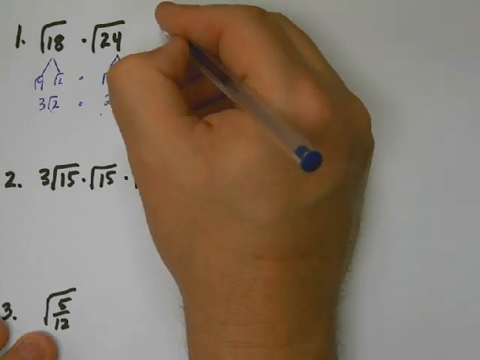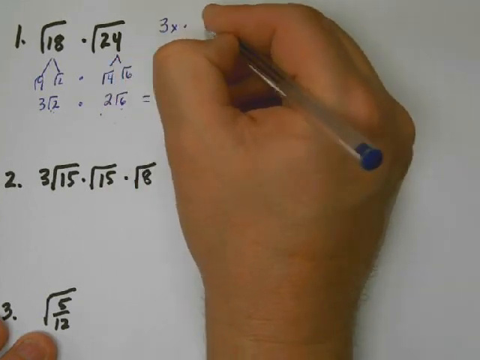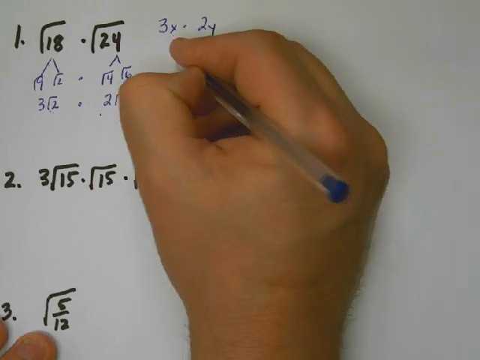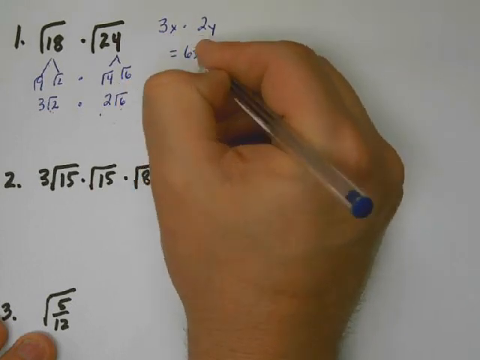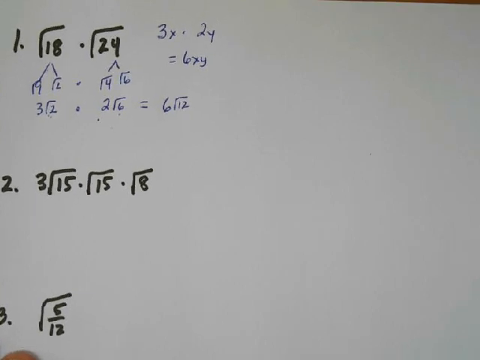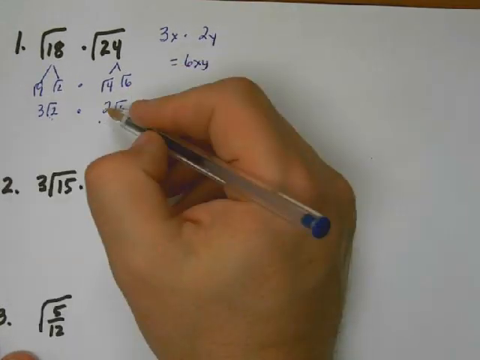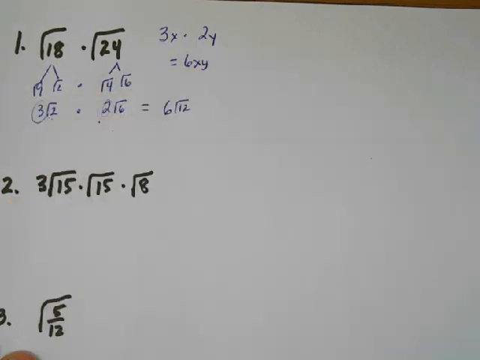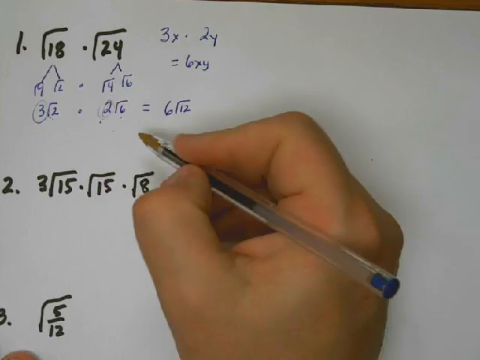Remember, we treat it like a variable. If I would have 3x times 2y, I would end up with 6xy. Multiply everything together. Same concept. These are literally like coefficients in front of a variable. So 3 times 2 gives us 6.